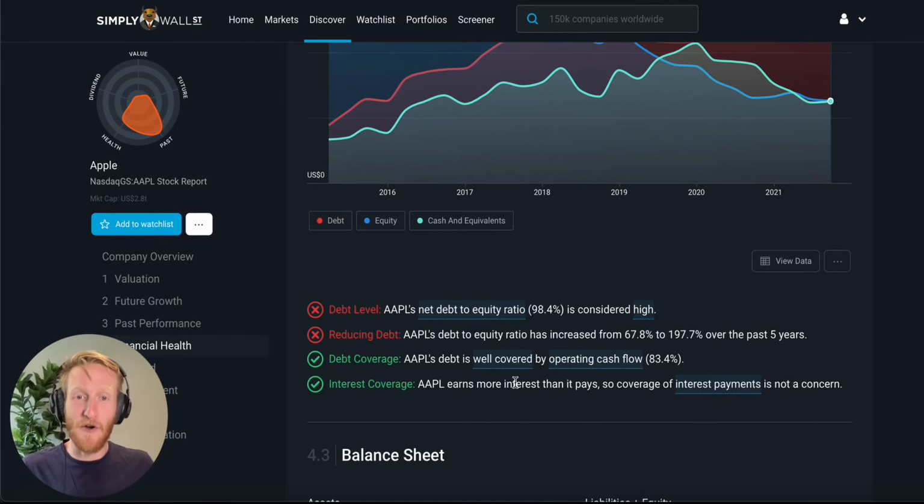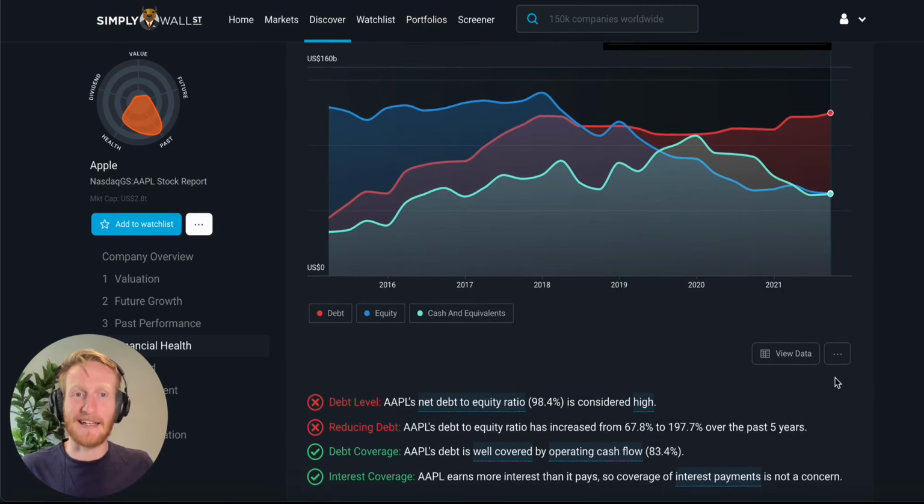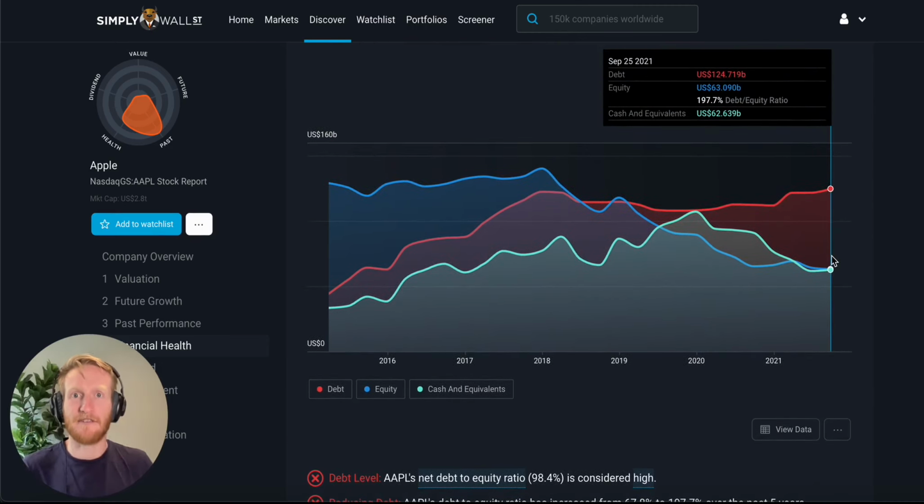So Apple actually earns more interest than it pays, so its interest payments are not a concern. Basically, it has a whole bunch of cash and different investments in terms of where it holds its cash, and it's actually generating more interest on its cash balances than it has to pay on its debt.